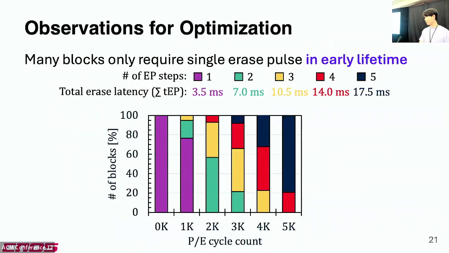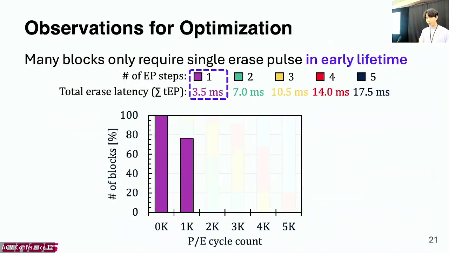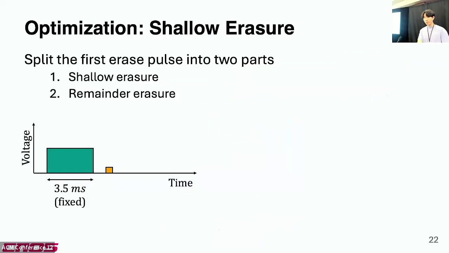As you can see in this graph that I brought again, in early SSD lifetime, most blocks are completely erased in the first erase pulse, which means it is important to optimize the first erase pulse. We address this by splitting the first erase pulse into two parts, shallow and remainder erasure.